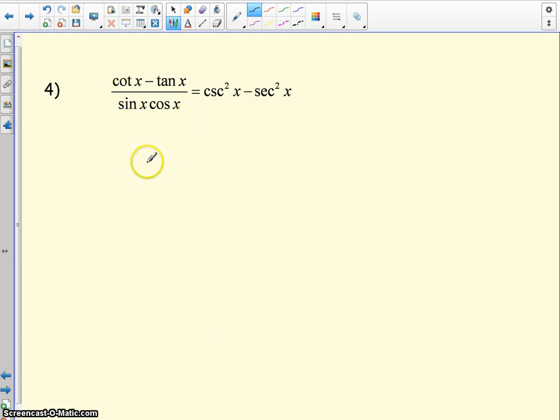Cotan x minus tan x over sin x cos x equals cosecant squared x minus secant squared x. I'm going to let you try this one on your own just to see how far you can get. Sometimes with trig identities, the best thing to do is just struggle with them as much as you can to try and see what works and what doesn't. So give this a try for a few minutes on your own first, and we'll run through it together when you're ready. Okay? So we'll see you in a few seconds.